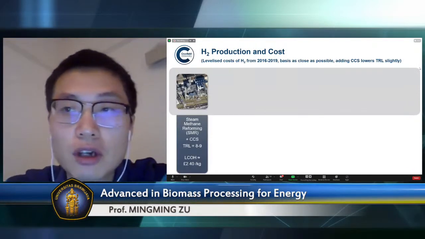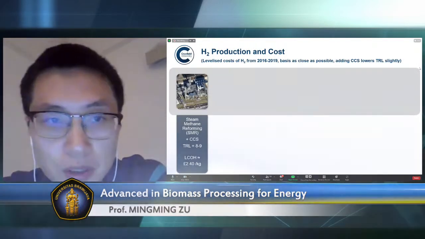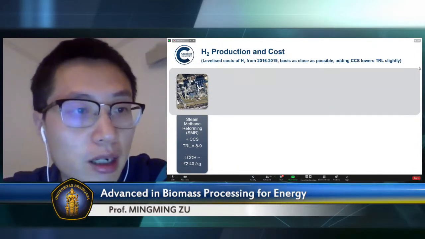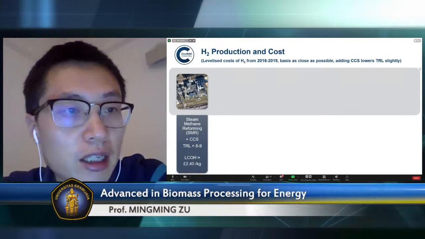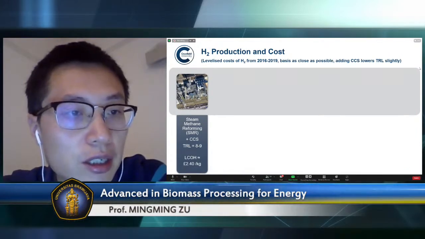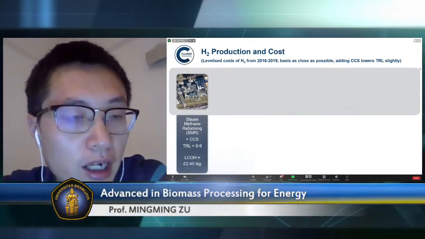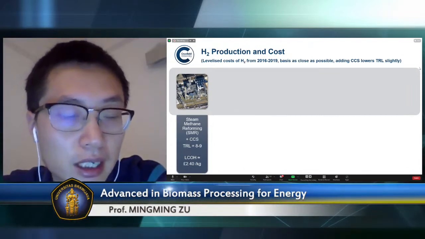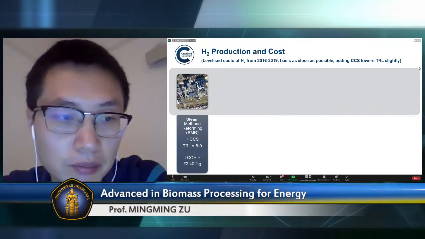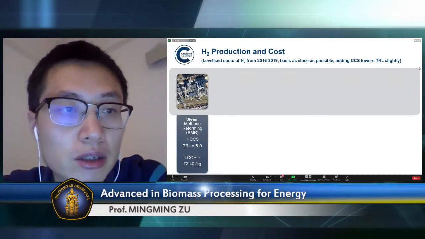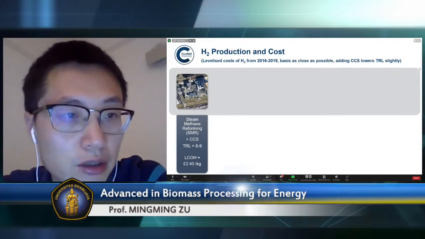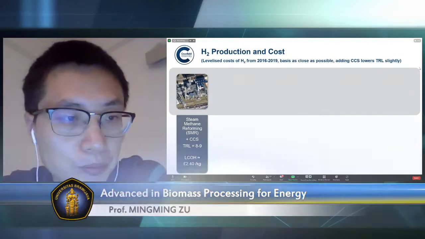So I just give you the overview of different hydrogen production and the cost in the current market. The commercially available technology for hydrogen is mainly steam methane reforming. Basically, steam is reacted with methane. This is widely used in hydrogen production for oil refining and for ammonia production.